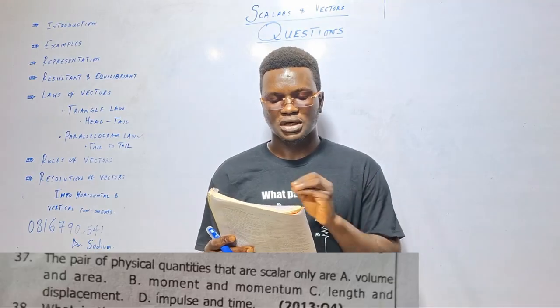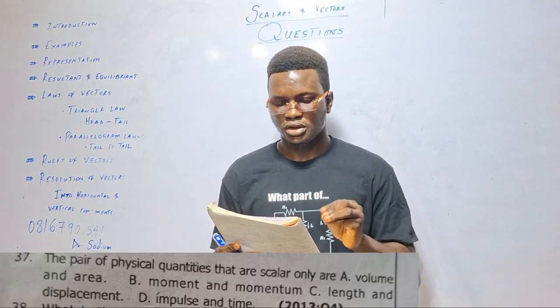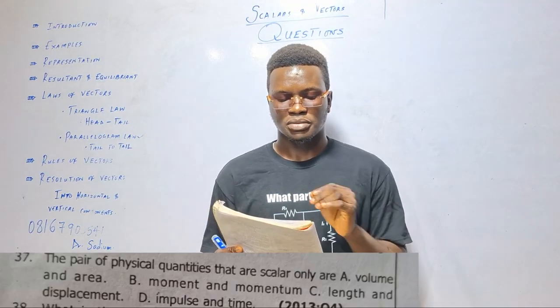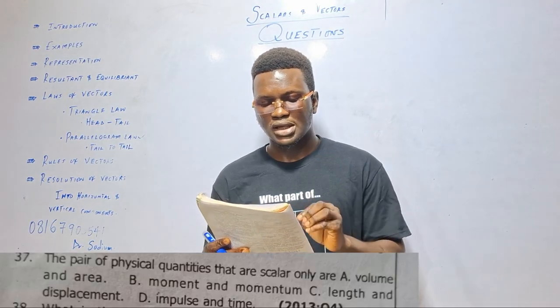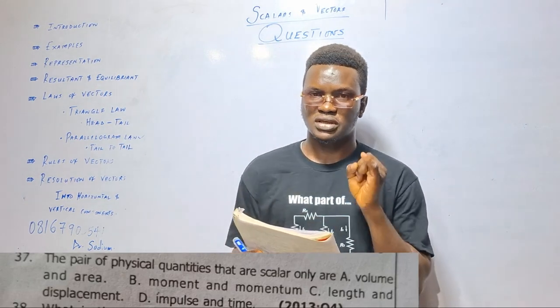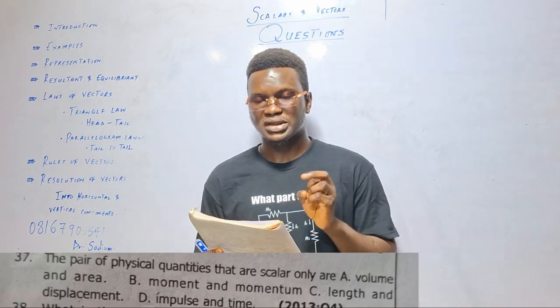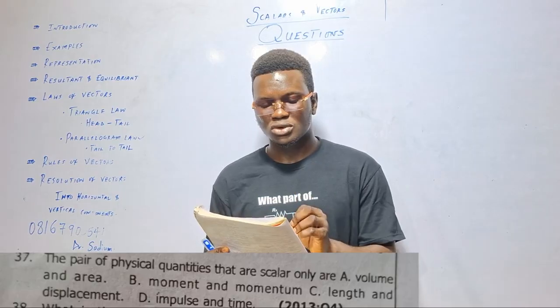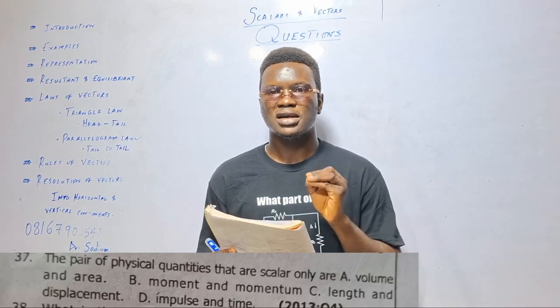37. The pair of physical quantities that are scalar only. This one is asking for scalars only. A, volume and area. B, moment and momentum. C, length and displacement. D, impulse and time. Impulse is a vector quantity. Displacement is a vector quantity. Length and time are scalar. Momentum and moment are vector quantities. So the answer is A, volume and area.